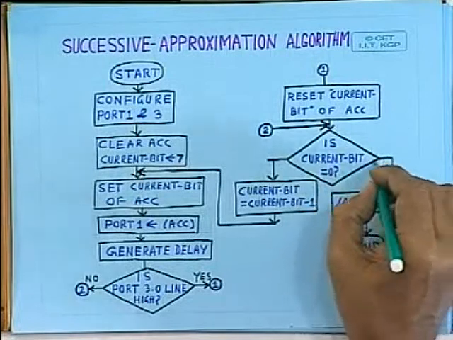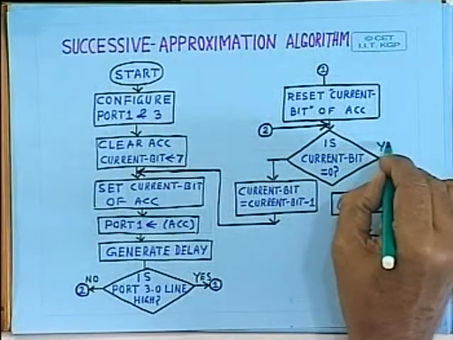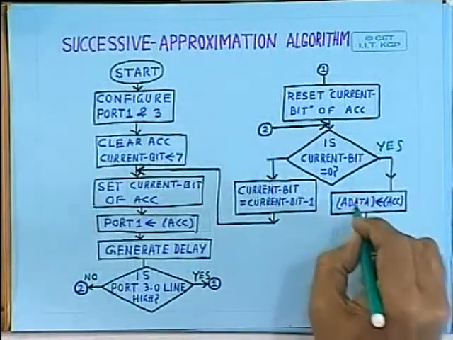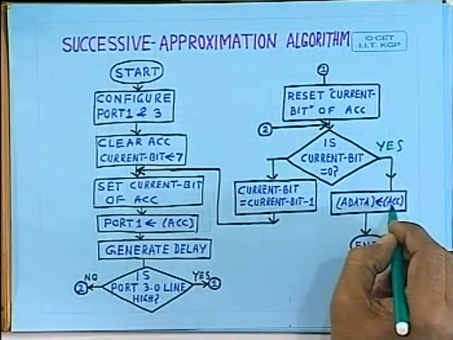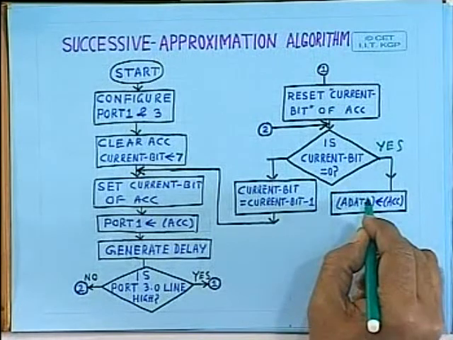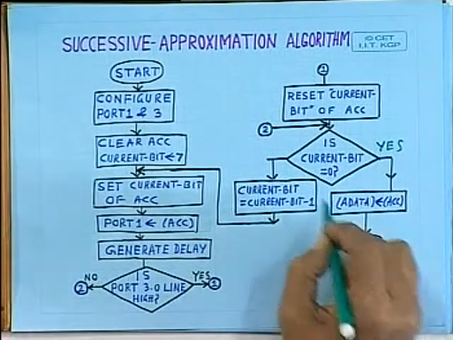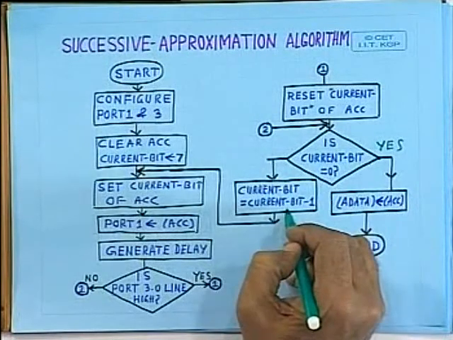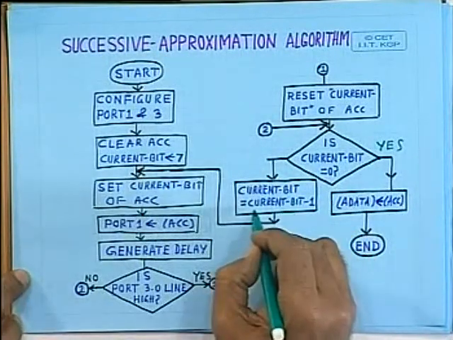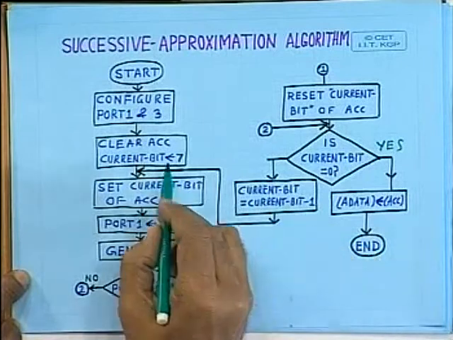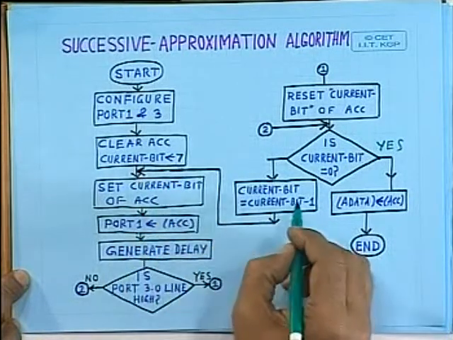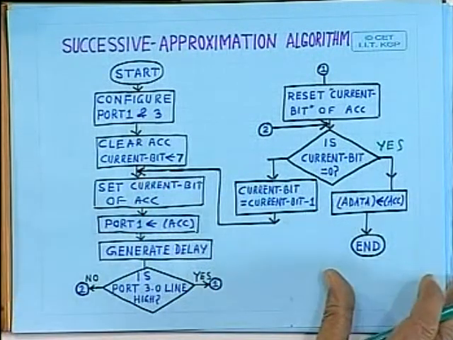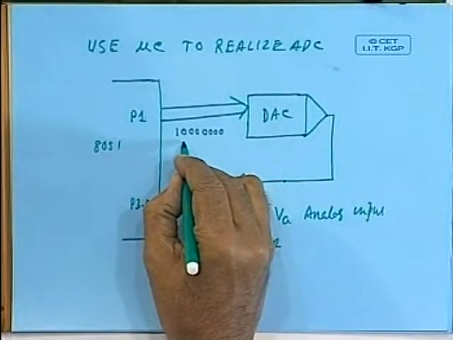In this case, whenever the current bit is 0, then yes, the conversion is over, and the content of the accumulator is holding the digital data that can be loaded in the memory, and operation ends here. On the other hand, if the current bit is not 0, then you make the current bit equal to current bit minus 1. That means initially it was set to 7, then it will become 6. That means next time you will make this bit 1.